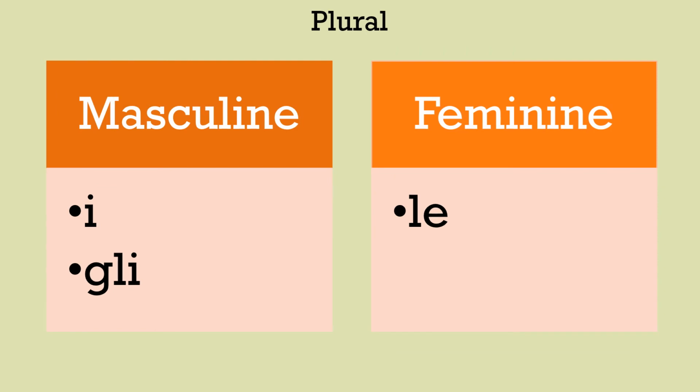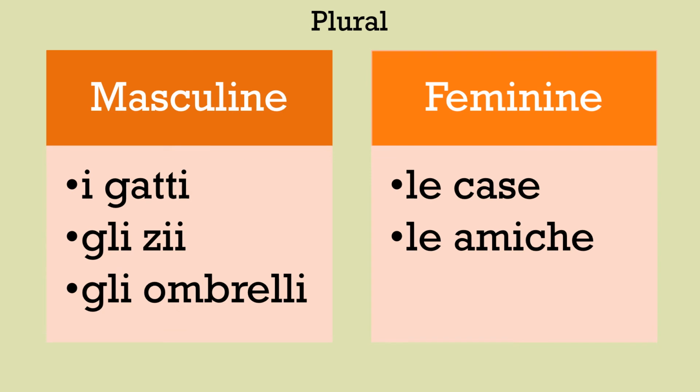When the noun becomes plural, the article also changes. So for the masculine ones, we have i and gli. And the feminine side, we have le. And here are the examples with those same nouns. The masculine list, we have i gatti, gli zii, gli ombrelli. Feminine, le case, le amiche.